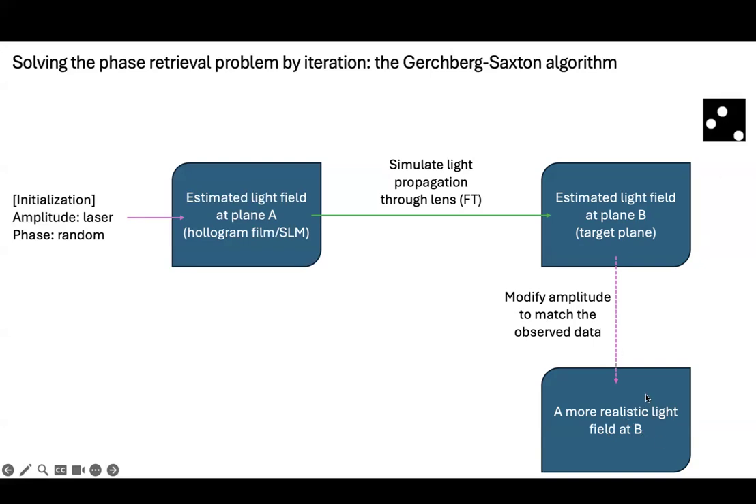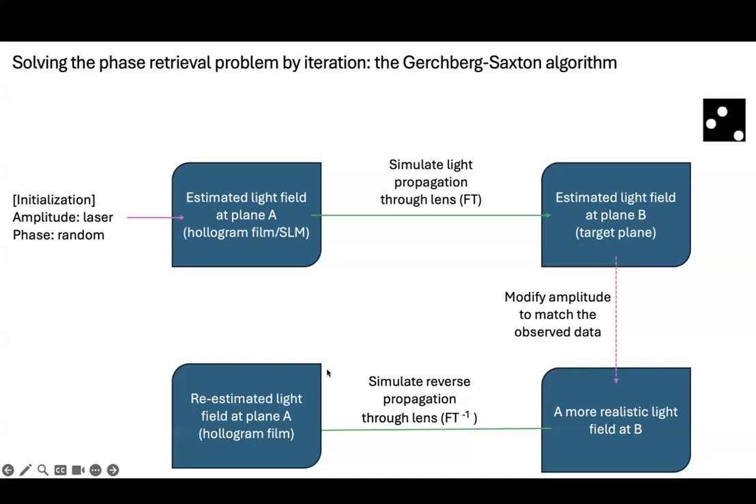at location B. And then you reverse propagate this light field back to plane A through a reverse Fourier transform. And then you can have a re-estimate of your light field at plane A, but now the amplitude probably looks different than your initial amplitude profile of the laser, which is what you know. So then again, you will modify the amplitude to match the laser profile slightly better, and you'll have a renewed version of an estimated light field.